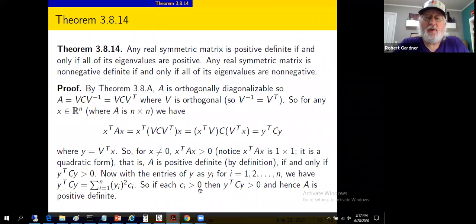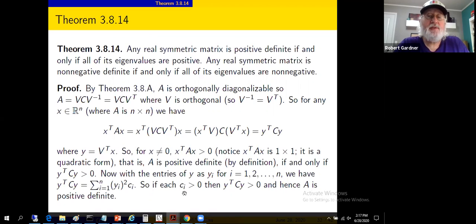Yeah, let's see, I'm looking to glue this together. We're going two ways on the logic. We've shown, see, the C's would be the eigenvalues. To glue it back together, we've shown if the eigenvalues are positive, there we go. So if each of the C sub i's are positive, then this quadratic form will be positive, and A will be positive definite.